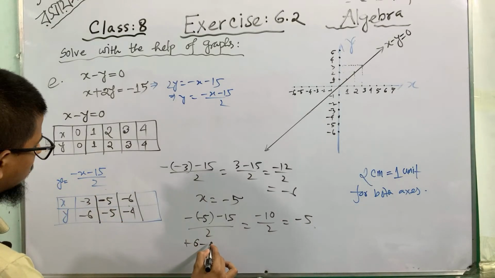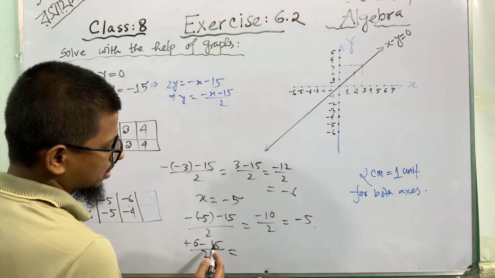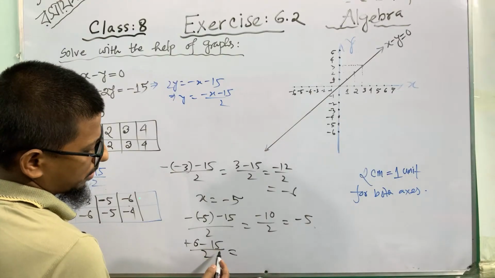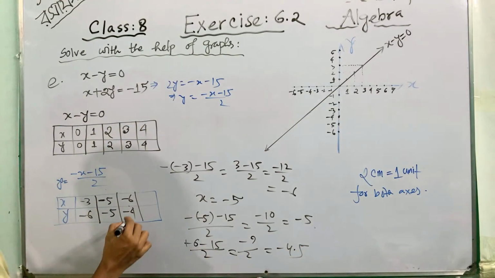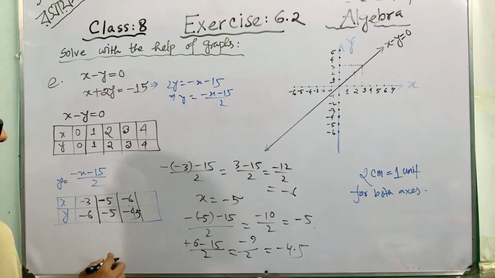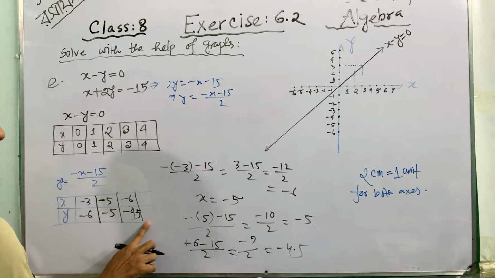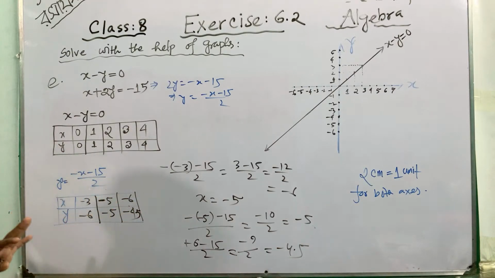So I have plus 6 minus 15 divided by 2. So this is going to be 6 minus 15, minus 9 divided by 2. So minus 4.5. This is going to be minus 4.5. Okay, I don't need a fourth value. I can draw a straight line using only 2 points also. You don't need more than 2 points to draw a straight line.